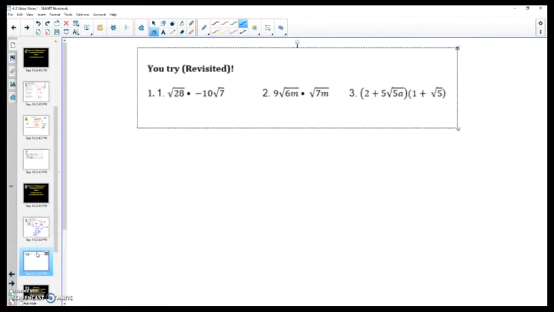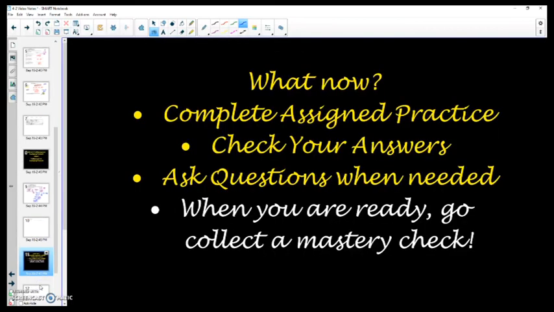All right, give an attempt on these U-tries. Remember to check your solutions on the website, and then go ahead and complete the practice. And when you're ready, collect a mastery check.